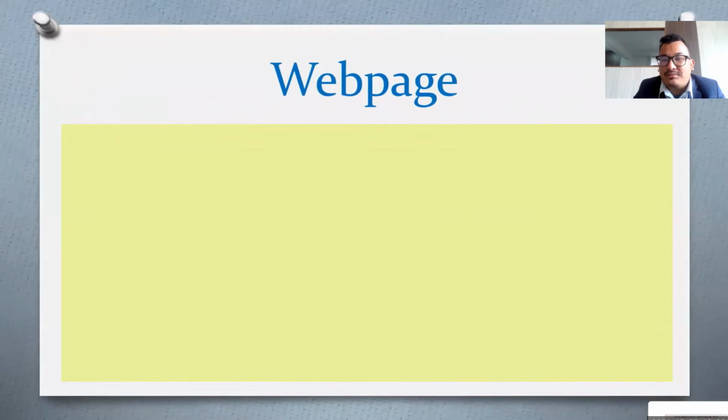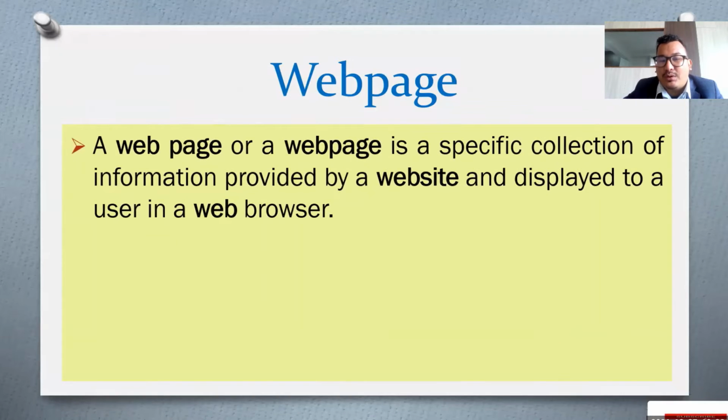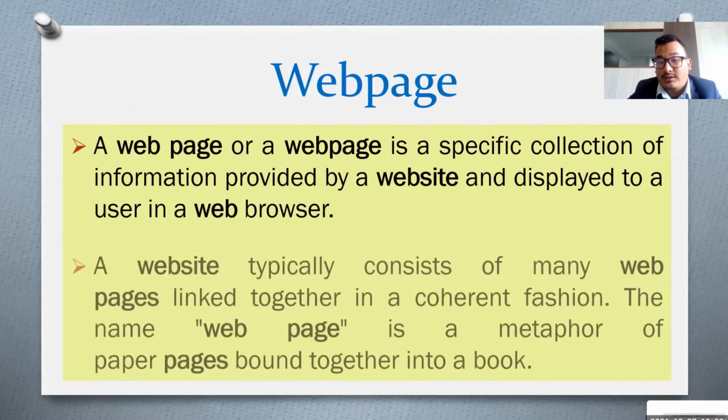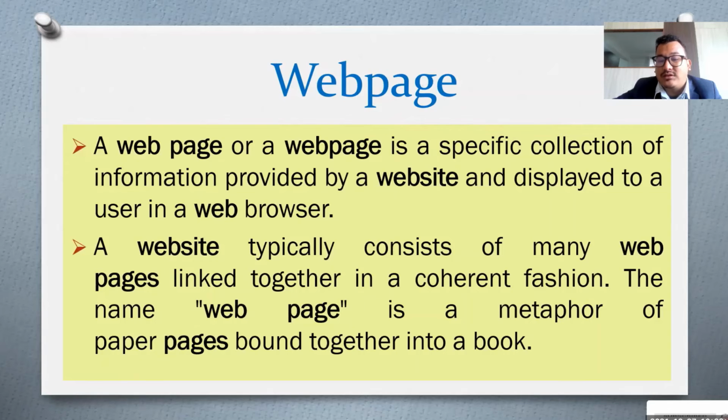Let's move forward. Before going into the creation of HTML, let's try to understand what a web page is and what a website is, because these things are going to come up time and again. Simply, a web page is a specific collection of information provided by a website and displayed to a user in a web browser. A web page can be called a web document or internet document, where it contains multimedia. Different collections of information will be there. Simply, one website typically consists of many web pages. What we can say is a web page is an individual page of a website.